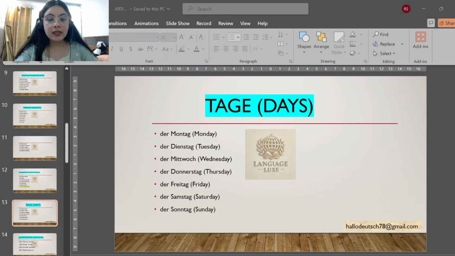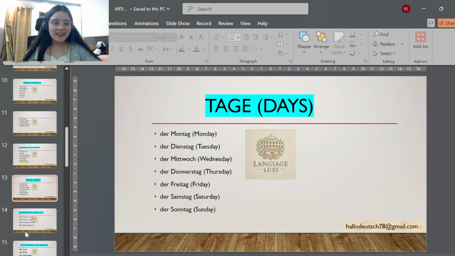Mittwoch is Wednesday. Der Donnerstag. Donnerstag is Thursday. Der Freitag. Freitag is Friday. Der Samstag. Samstag, Saturday. Der Sonntag. Sonntag is Sunday. Der Montag. Der Dienstag. Der Mittwoch. Der Donnerstag. Der Freitag. Der Samstag und der Sonntag. Sonntag, Sunday. The happiest day.